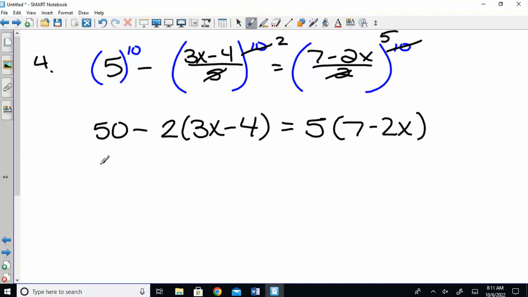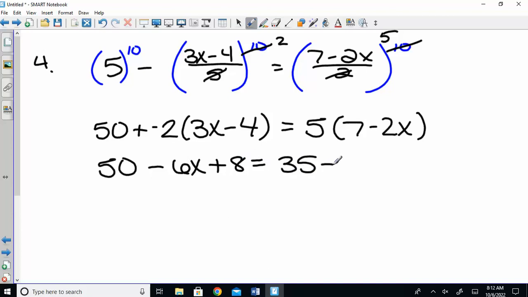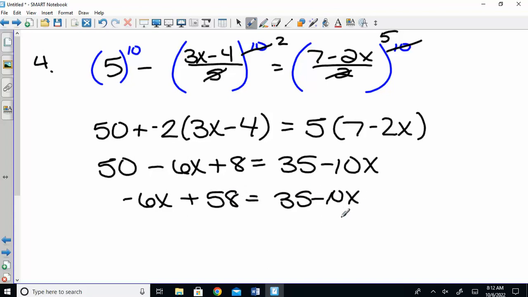35 minus 8. Okay. So if we distribute, also make sure when you distribute this, you take a negative 2 through. So that's a negative 6x plus 8. All right, so combine like terms, so we have negative 6x plus 58 equals 35 minus 10x.